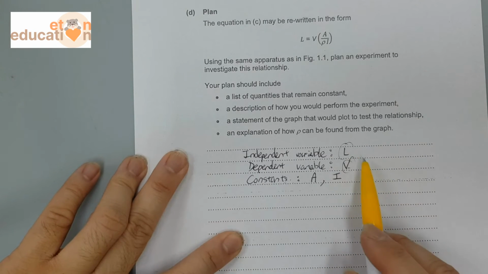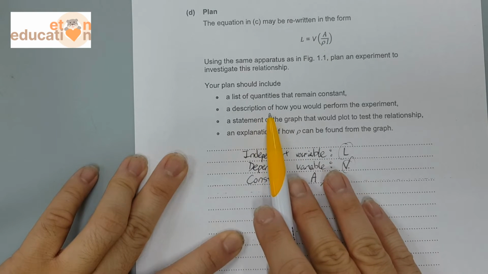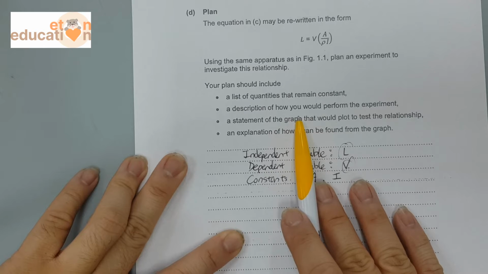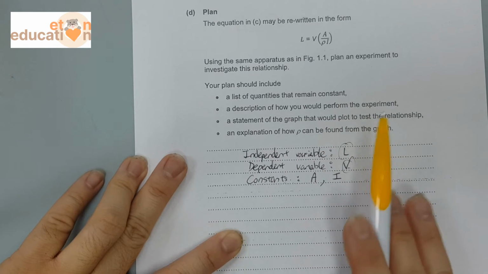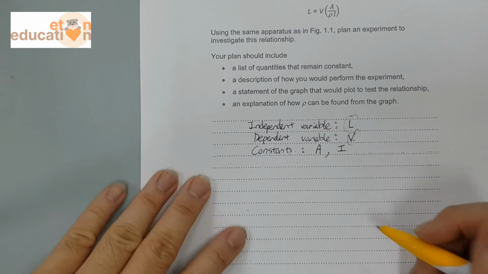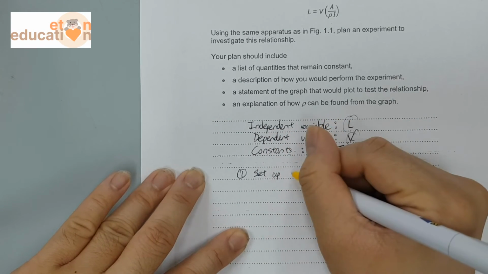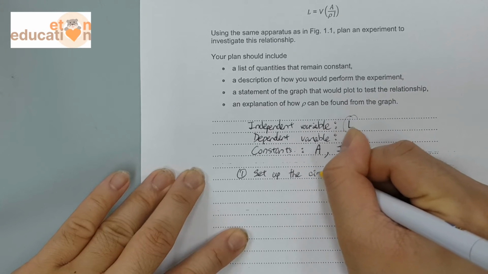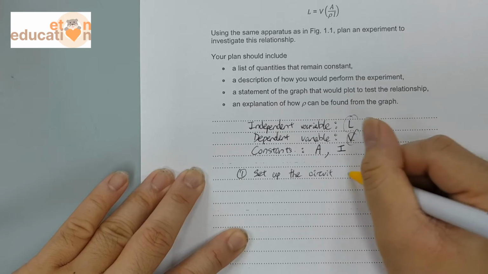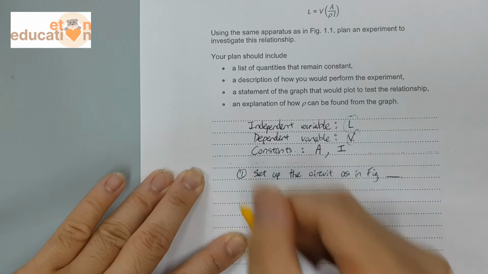Now that I have defined my independent, dependent and constants, the next one is the procedures, the description of how you would perform the experiment. Remember, for procedures, step 1 is how to measure your independent, step 2 is how to measure your dependent, and step 3 is how to vary your independent. So step 1: set up the circuit as in the earlier figure. Usually there is an earlier figure given, so you write as in the earlier figure.